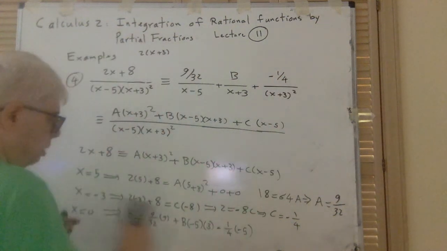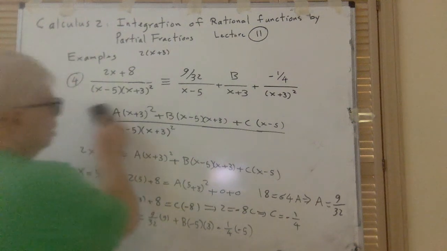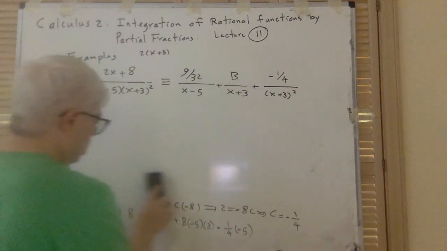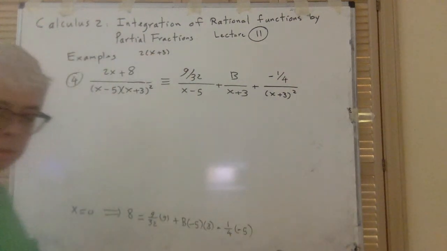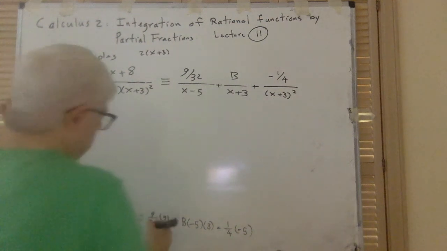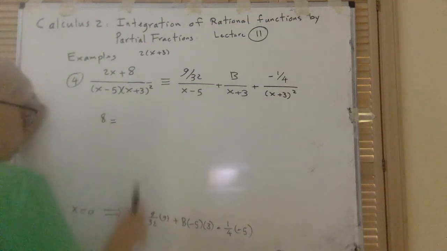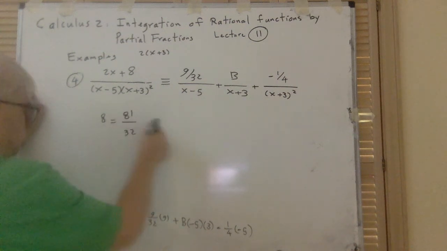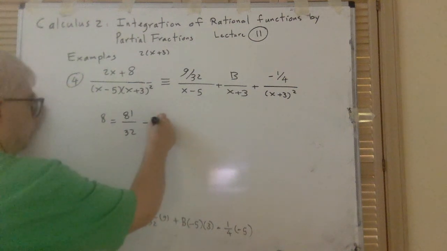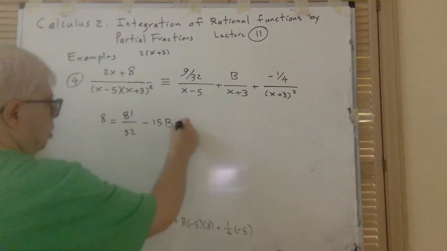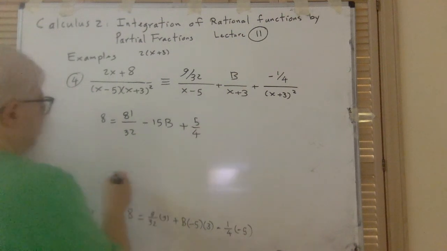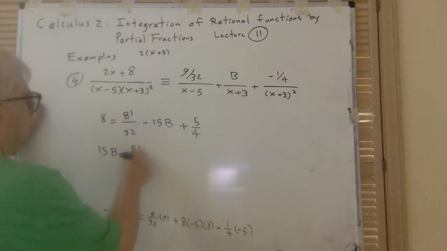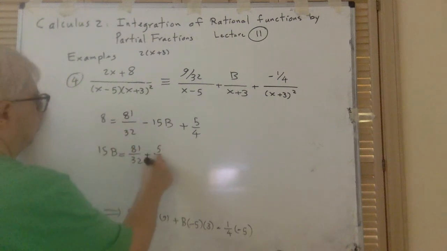So let me erase everything and solve this one here. The only thing that remains is this one. Let's hope things are right. Check my calculations. So I have 8 on this side, and this is 81 over 32, and this one is minus 15b, and that is plus 5 over 4. Okay, so 15b is 81 over 32 plus 5 over 4 minus 8.